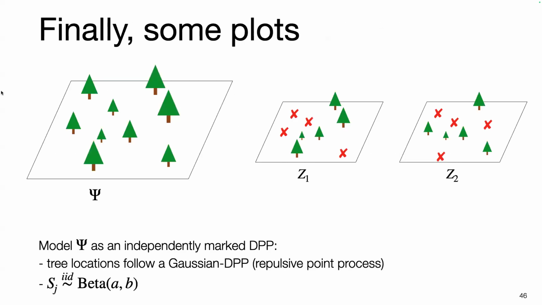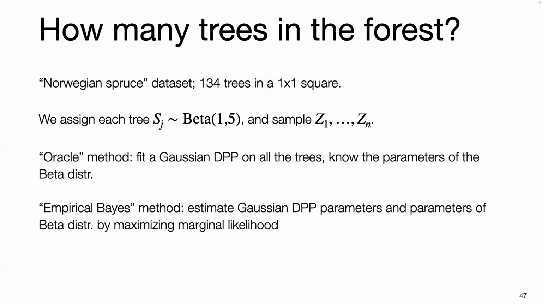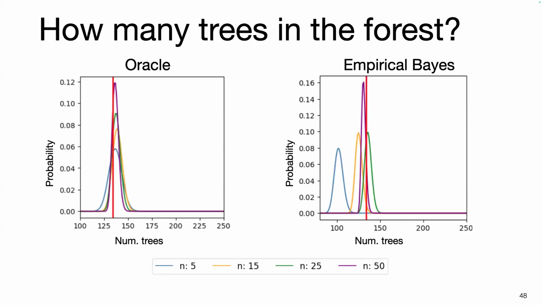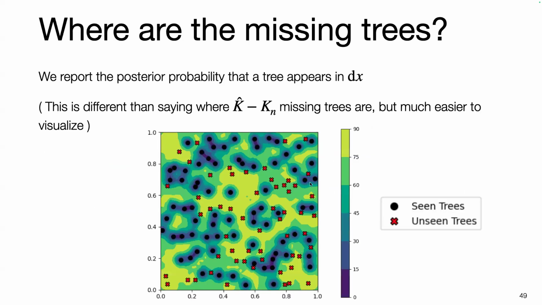Of course, one could model this as any feature model, and assume that these trees are i.i.d. in the space. So the first thing that we wouldn't be able to do if we assume a standard feature model is to produce this kind of plot, because this would be like all uniform probability in the space.